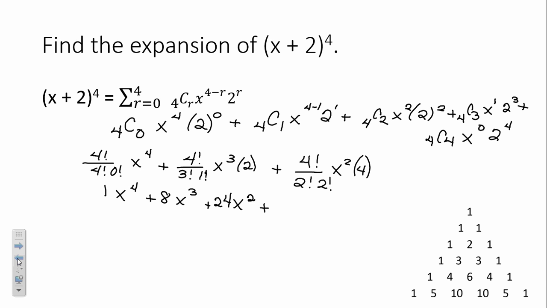Next one. So we have a 4c3. So 4 factorial over 4 minus 1 factorial times 3 factorial. X to the first times 2 cubed. So we will get 8 times 4 factorial over 3 factorial is again a 4. So 4 times 8.